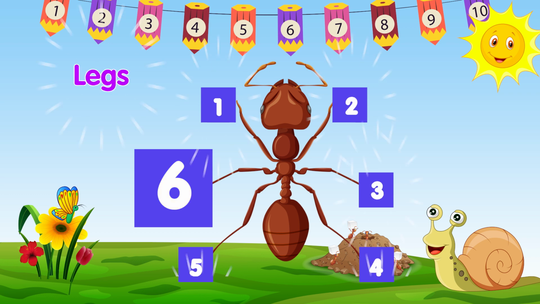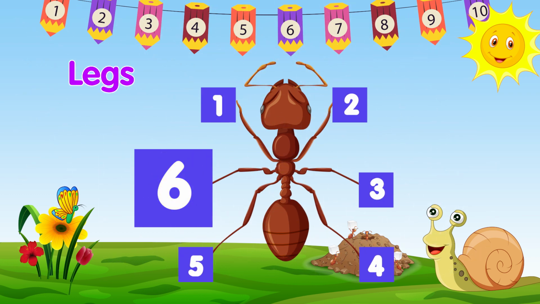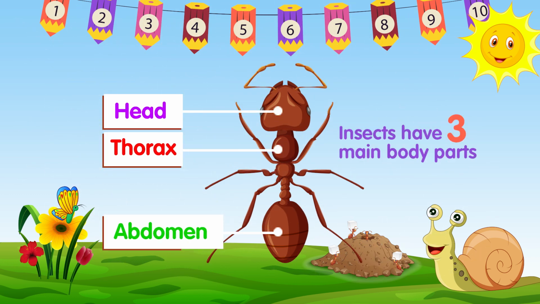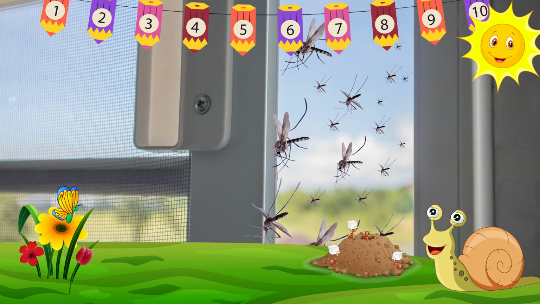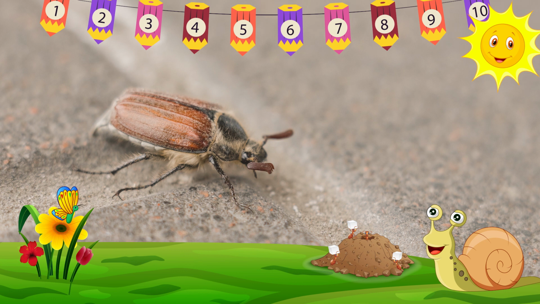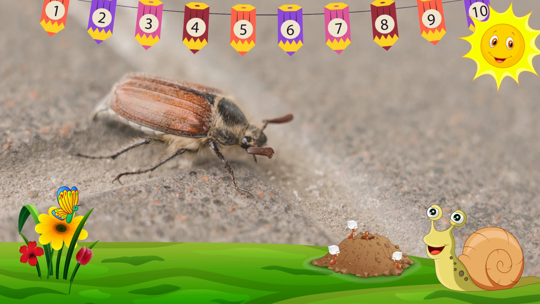So guys, let's look at what insects have in common. Insects have 6 legs and 3 body parts. Remember, we have the head, the thorax, and the abdomen, the tummy. Insects move very quickly in the environment. You can find insects everywhere: outside, in your house, on the street.